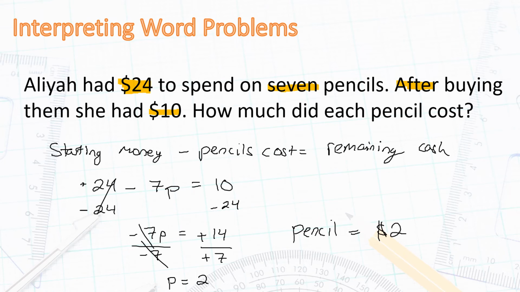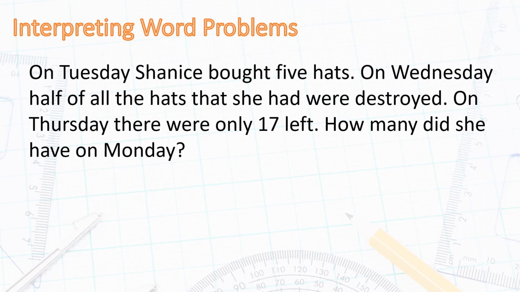All right, last example. On Tuesday, Shanice bought 5 hats. So again, seeing the word version popping up as opposed to numeric. On Wednesday, half of the hats she had were destroyed. There's a fraction in here. On Thursday, there were only 17 left. How many did she have on Monday? So it doesn't look like the days of the week really matter at all, just that there's some sort of order to what happened.